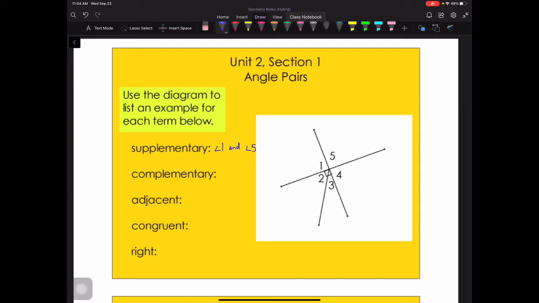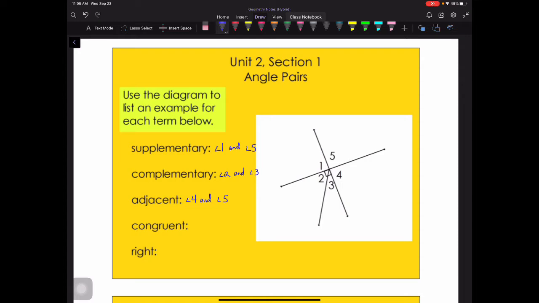Complementary are two angles that add up to 90. So we could say angle 2 and angle 3 together form a 90-degree angle. Adjacent just means two angles that are side by side. So pick any two angles you want. Let's go angle 4 and angle 5. They're beside each other. Or angle 4 and angle 3. They're just beside each other.